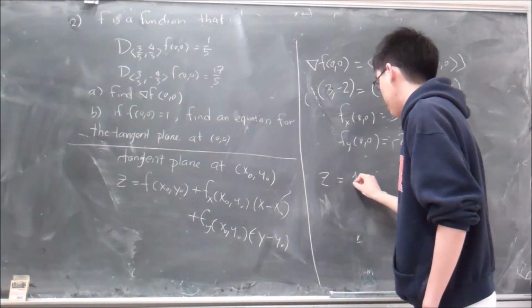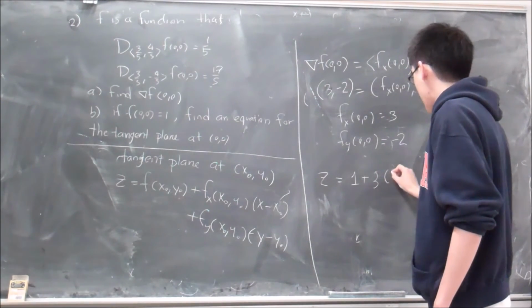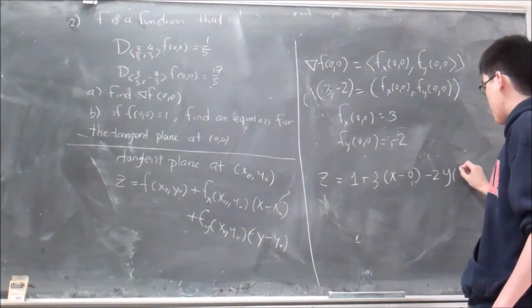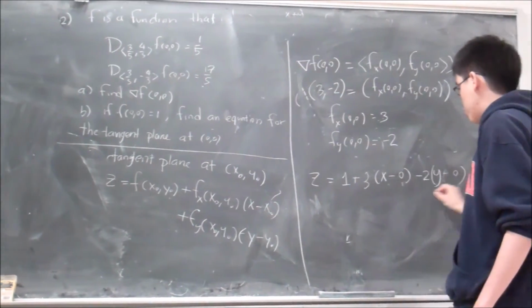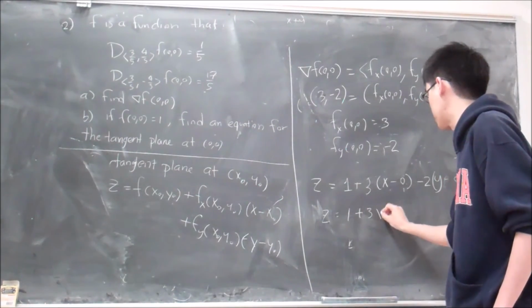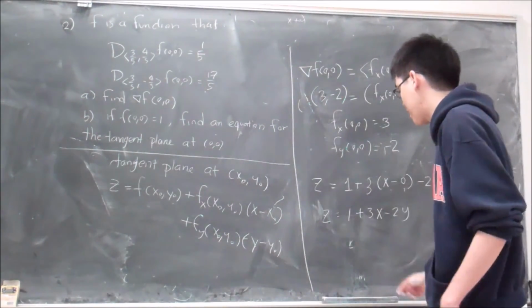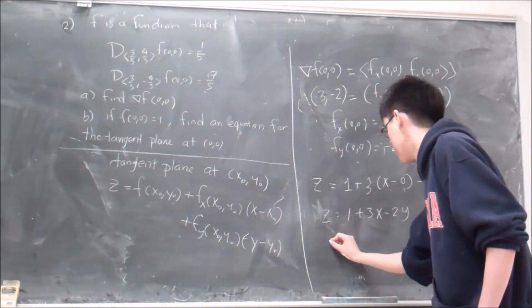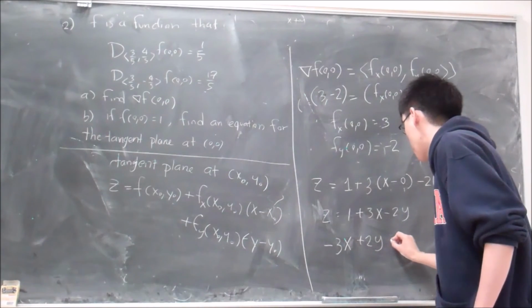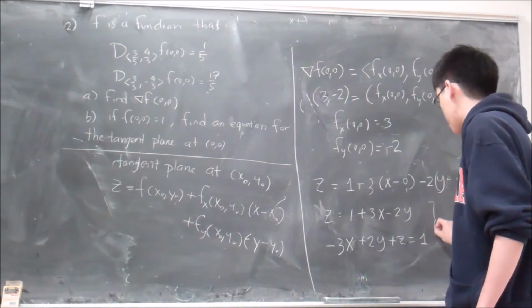Therefore you know everything in that equation. z will be 1 plus 3x minus 0 minus 2y minus 0, or you can simplify it to 1 plus 3x minus 2y. If you want to write it in scalar form, you can also write it as minus 3x plus 2y plus z equal to 1. Both of them are correct answers.